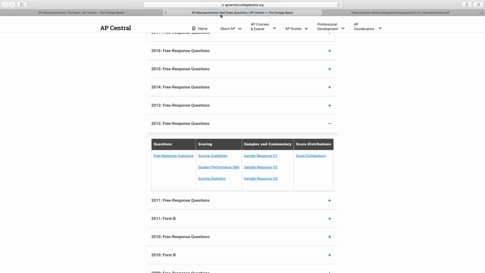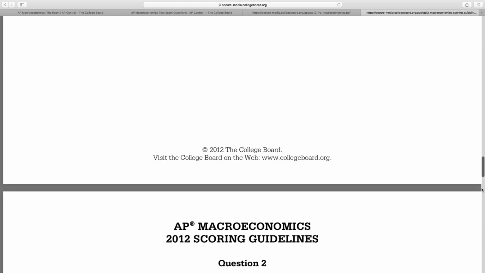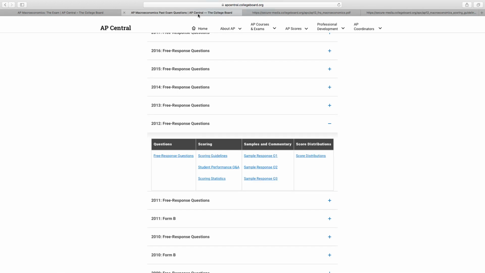In fact, if you go back to, it has the scoring guidelines. So if you look, right, this is how your graph should look at first. It should be everything intersecting here, right? So ignore this AD1, basically what they have here. Everything should be intersecting there. You got PL1, Y1, there you go. All right.